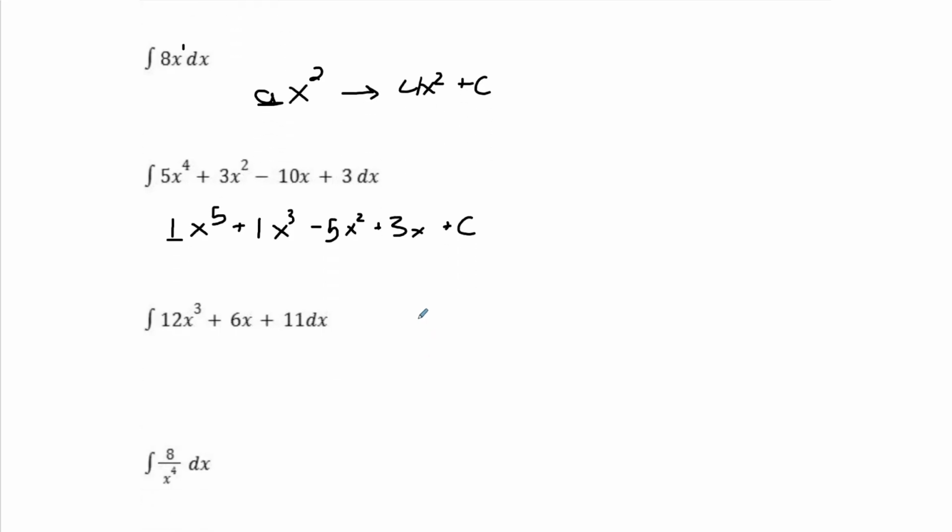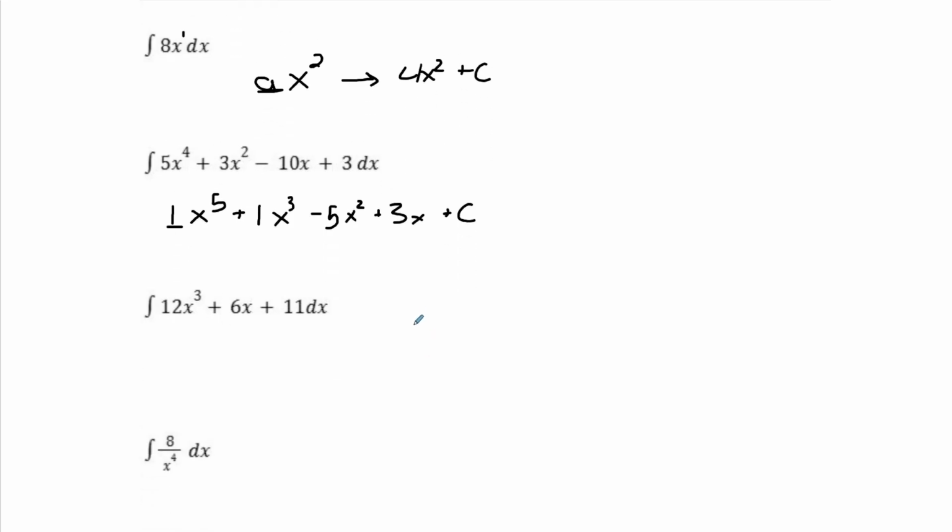Let's take a look at one more. We have 12x cubed plus 6x plus 11. So the first thing we do here, we're going to have x to the 4th. And then what do we have to multiply 4 by to get 12? The answer there is 3. So 3x to the 4th. Plus for the 6x, we're going to have an x squared. And we say, what does this 2 need to multiply with to get 6? The answer there is 3. And then just plus 11x plus c.